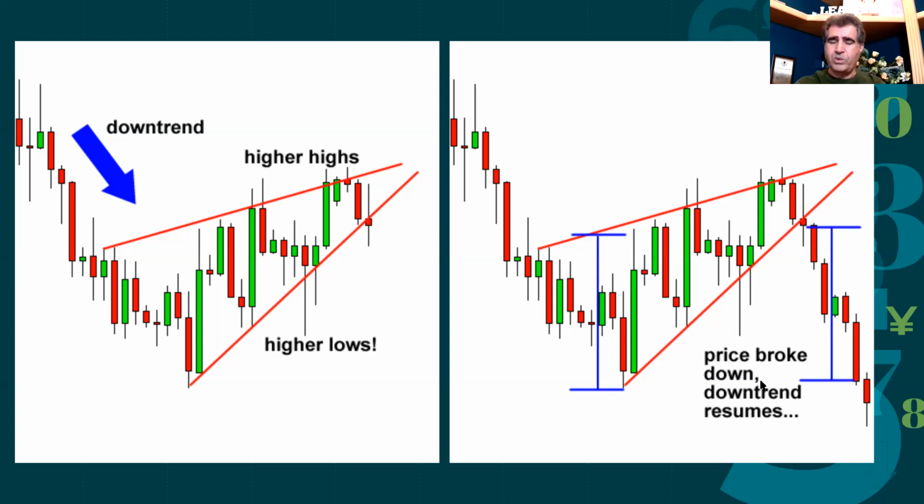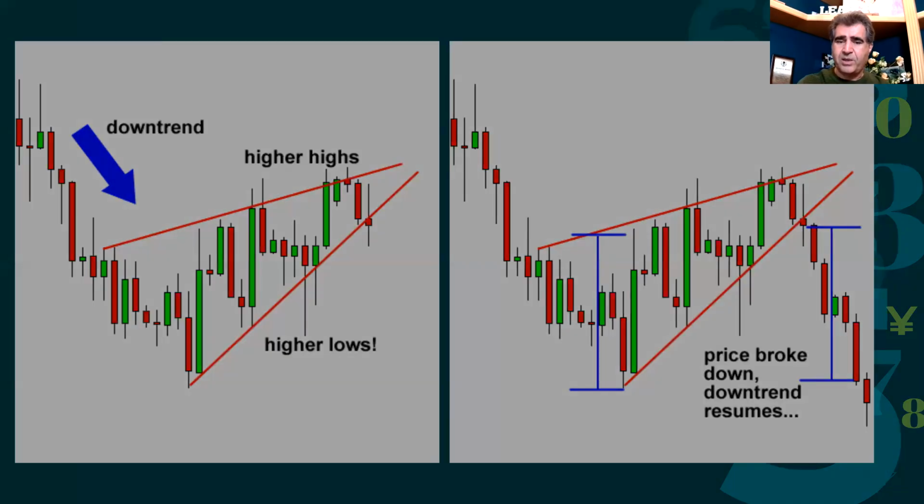So this is important. Again, it is a pretty good chart pattern for initiating a new position or getting out of your position. But most of the time I do it for initiating a new position, especially, again, using options.